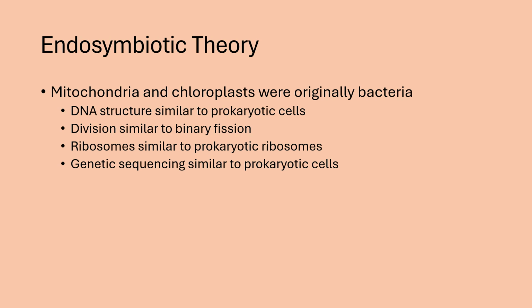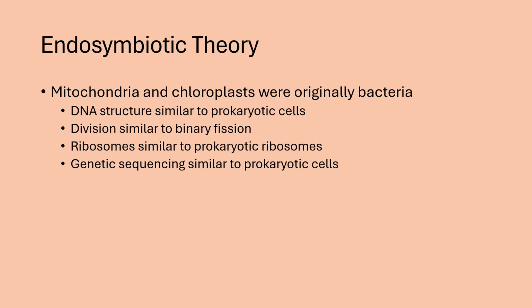Why is that? The way mitochondria and chloroplasts reproduce is very similar to what is known as binary fission, which is the way bacteria divide. The ribosomes present inside both of these structures are also similar to prokaryotic ribosomes. So everything, and you look at the genetic sequencing of it, is very similar to prokaryotic cells. You have all these markers that are very similar to prokaryotic cells, and the big question is why?